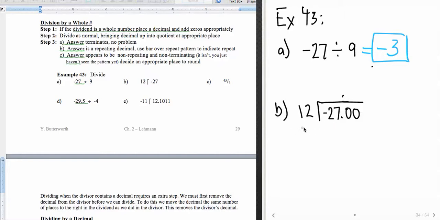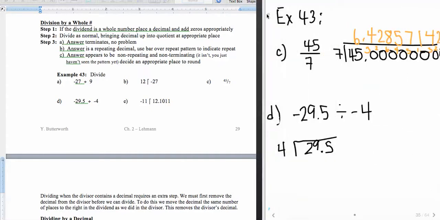In our next problem here, we have a negative divided by a positive, so we know we're going to get a negative, and 12 will go into 27 2 times, and 2 times 12 is 24. 27 minus 24 is 3. 12 will go into 30 again 2 times, and that's 24. 30 minus 24 is 6, and 12 will go into 60 5 times. Again, this is another terminating decimal, and we have our first instances of decimal answers, terminating decimals.